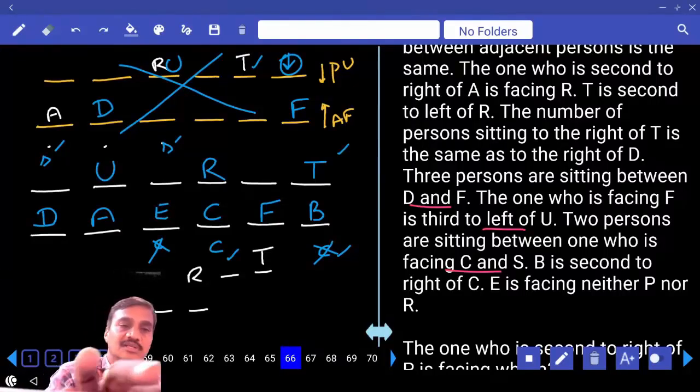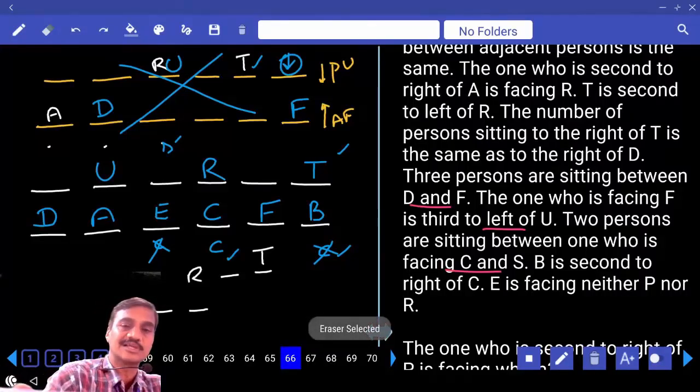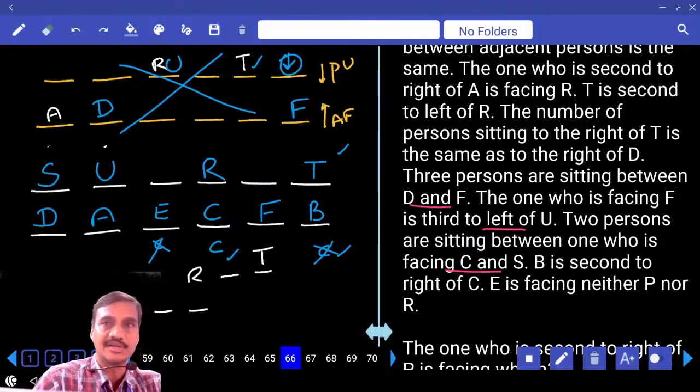C opposite R, and S, how many people? There must be exactly 2 people. And where should this S be? S must be at this place. Between R and S there are 2 people. And B is seated second to the right of C.